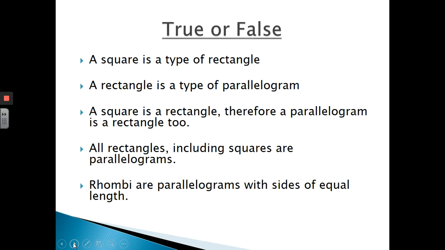And here is another thing. True or false? A square is a type of rectangle. A rectangle is a type of parallelogram. A square is a rectangle, therefore a parallelogram is a rectangle too. All rectangles, including squares, are parallelograms. And rhombi are parallelograms with sides of equal length. Okay, which one do you think is true? Which one do you think is false?